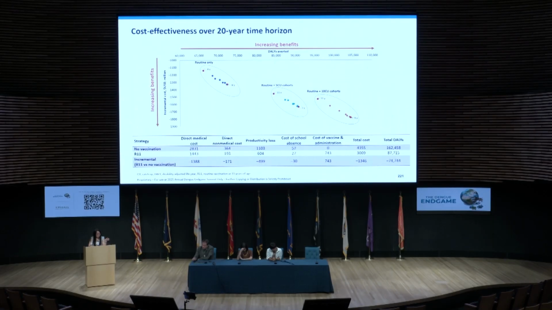Lastly, it's about cost-effectiveness. Very quickly, the top graph shows the variety of vaccination strategies, from small to large cohorts, that we looked at, and the bottom table shows the programmatic vaccination strategy of vaccinating at age 11. The overall picture is that regardless of what perspective you are taking, whether it's only the payer's perspective or the societal perspective, the vaccine is highly cost-saving.